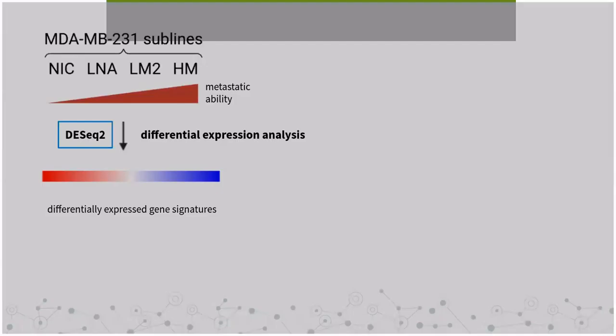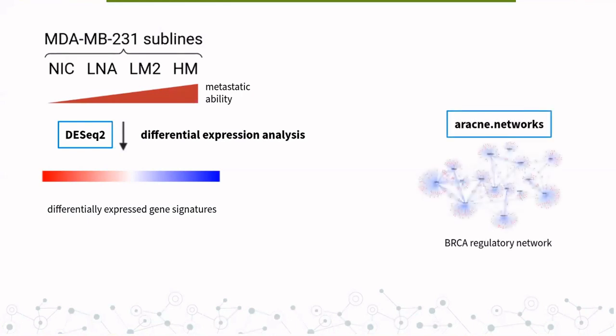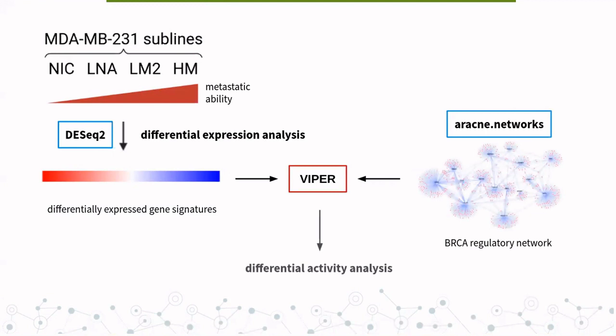From this data, we performed a differential expression analysis using the well-known DESeq2 package for each possible pair of sublines, and we obtained differentially expressed gene signatures. Furthermore, we retrieved a breast cancer regulatory network through the ARACNe networks package, built from reverse engineering on transcriptomic data of TCGA breast cancer patients. Both inputs are necessary for the VIPER algorithm to perform the differential activity analysis.